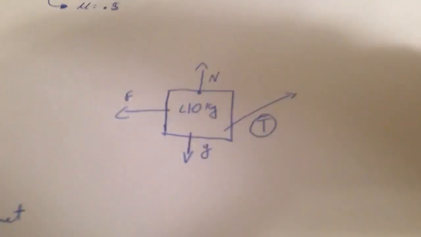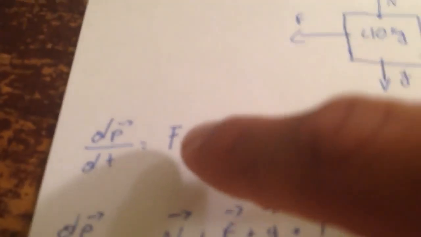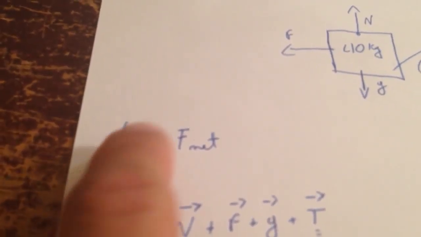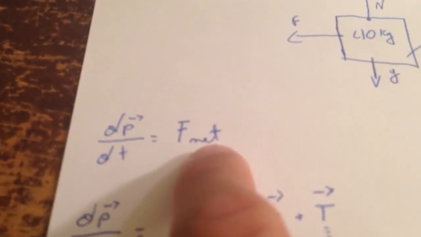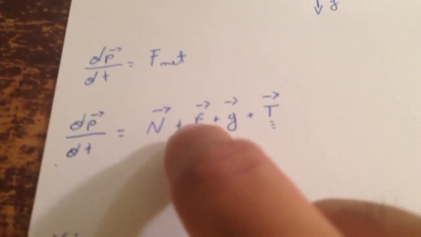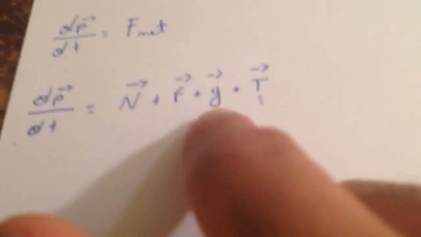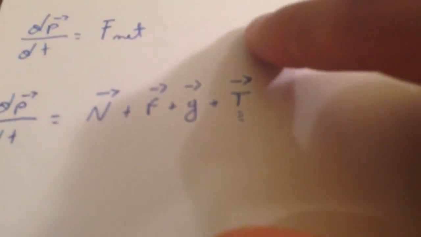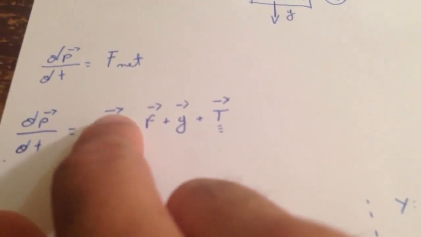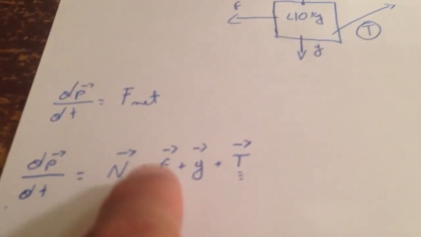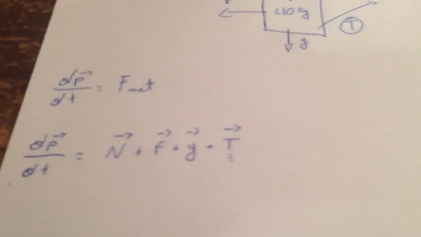Now, like I told you, we need to know the momentum principle equation, where the rate of change of momentum equals the net force. And I know by drawing my system that the change of momentum equals the normal force plus the frictional force plus the gravitational force plus the tension force. We're trying to find the tension force. Some of you may wonder why I'm putting vector signs in there. Well, this is a vector. He's going in the x direction, so all these quantities are in vector form.